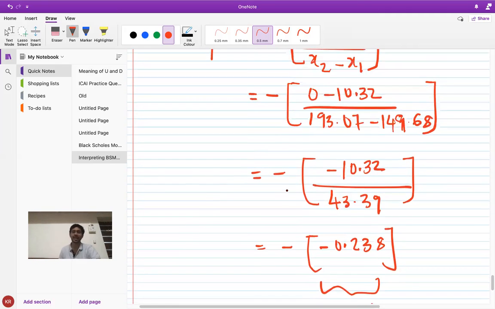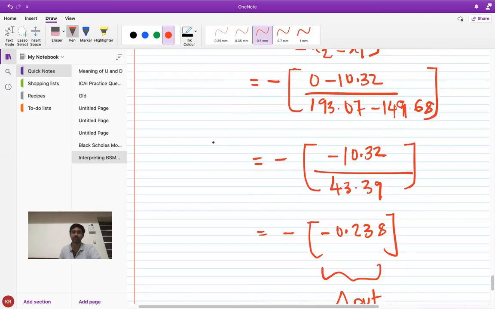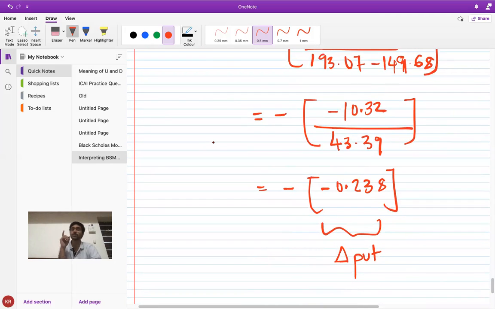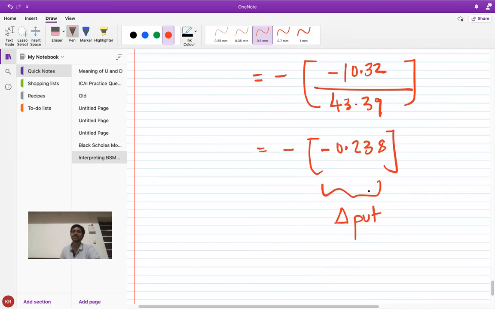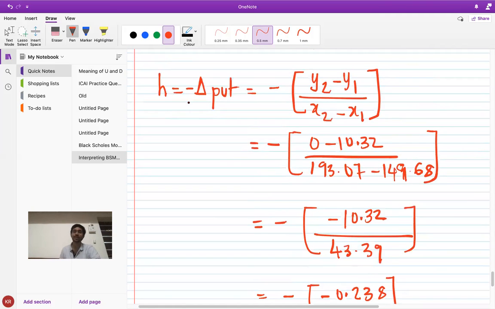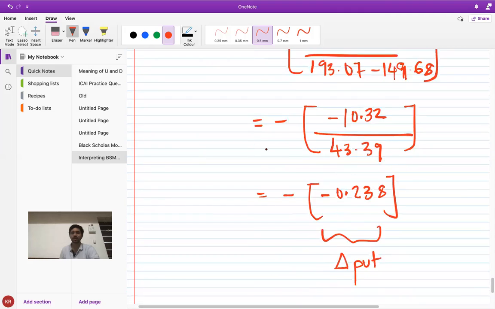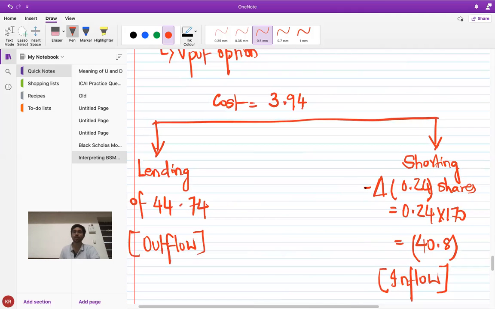Okay, but the H that we actually got was positive. The H that we got over there was plus 0.24. That is the reason I referred to H as not delta, I referred to H as minus delta. So H is actually minus delta. And that is the reason over here I've written shorting minus delta shares, because the delta for a put option is actually negative.